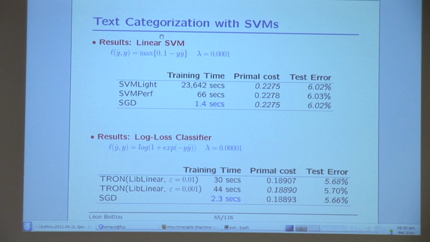That's truncated Newton method. It's a solid optimization method that's well known and that's certainly good. Works in about 30 seconds, which is actually faster, or 44 seconds depending on the stopping criterion you choose. But the stochastic gradient does it in 2 and something seconds.